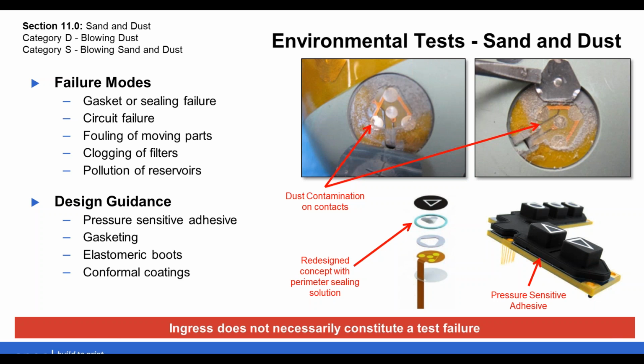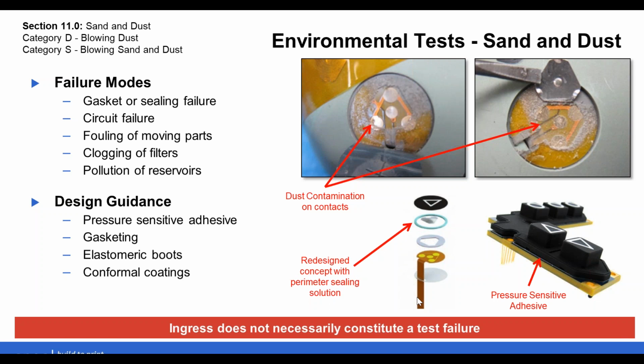What we have here is an example of a membrane switch that has failed a DO-160 blowing sand and dust test. As you can see, the contacts here have been covered by the ingress, and it's resulting in a poor contact between the dome switch and the contact pads.